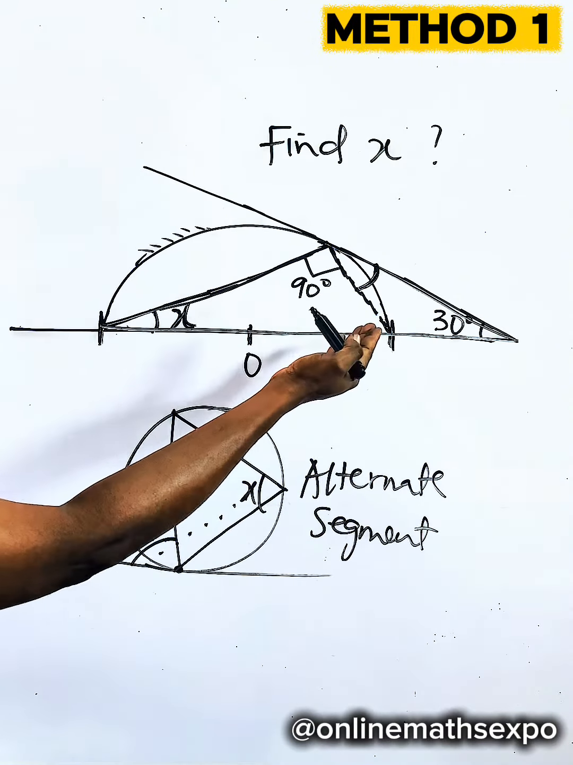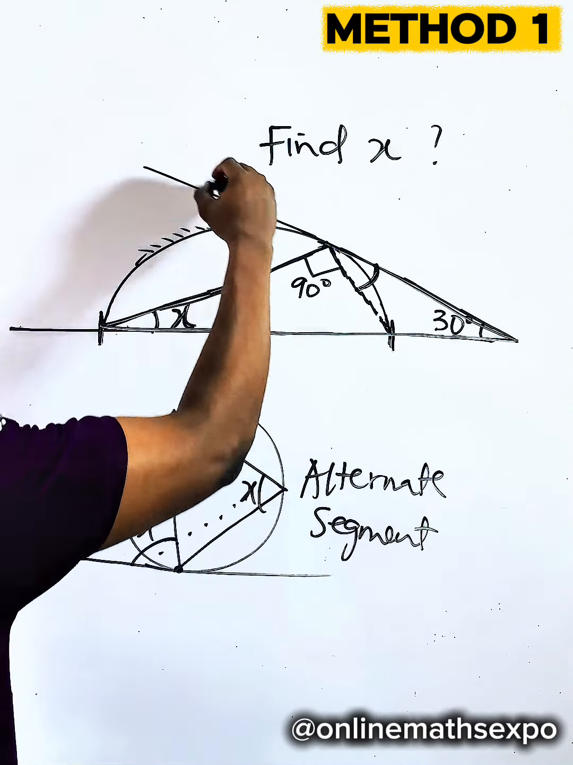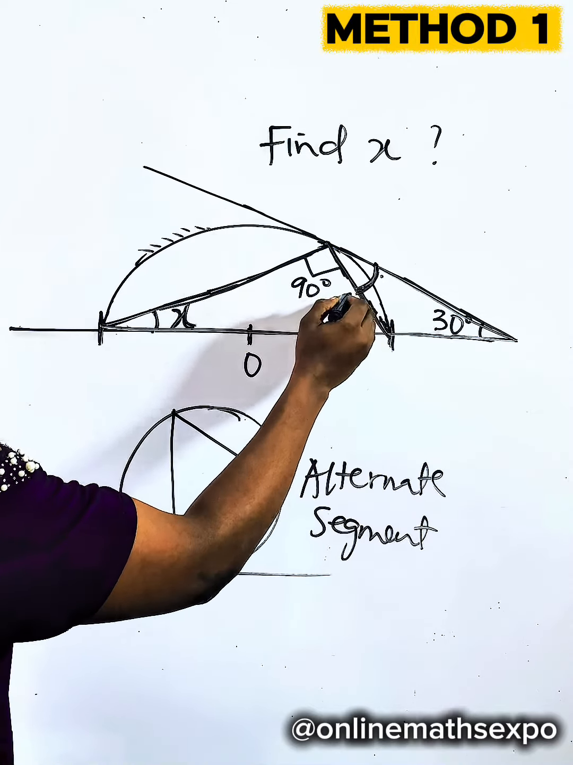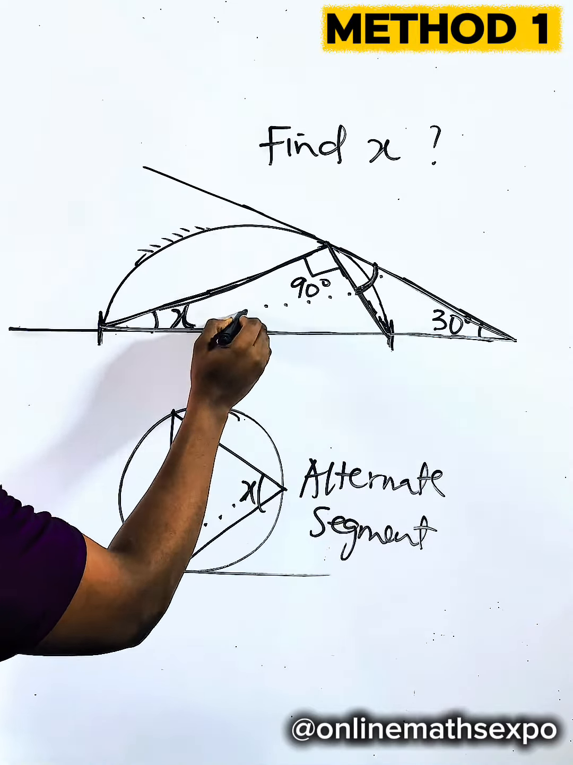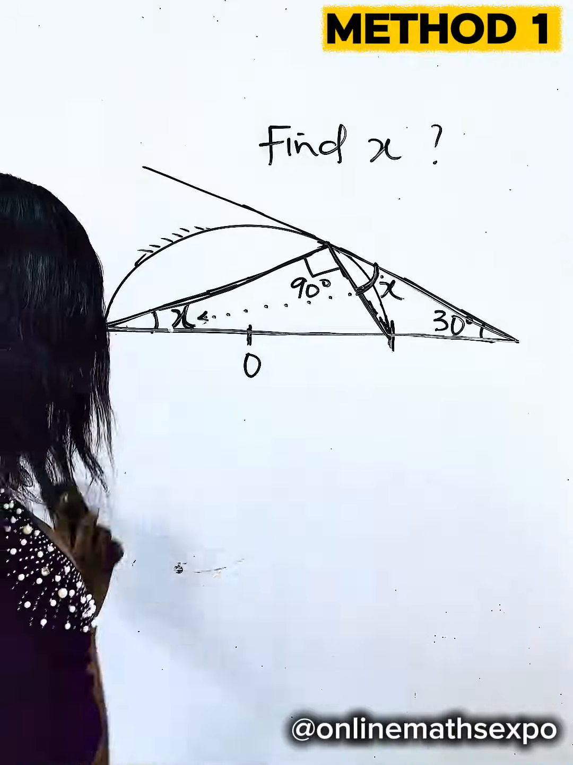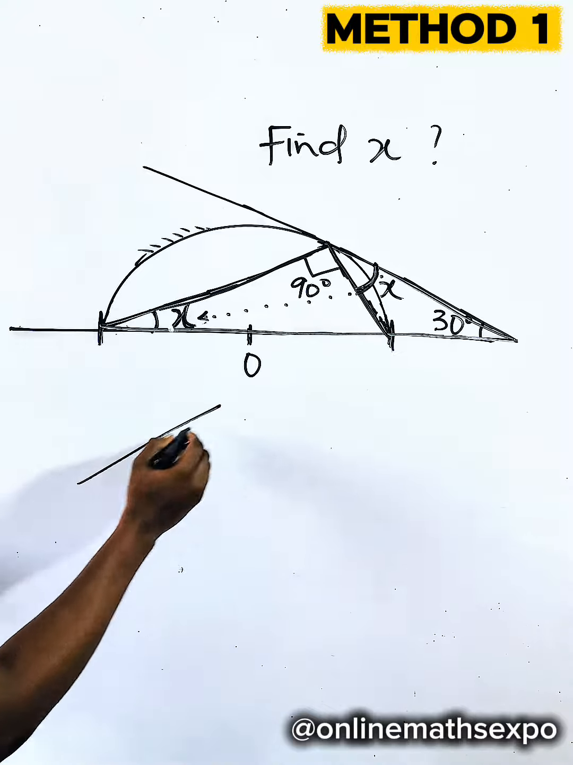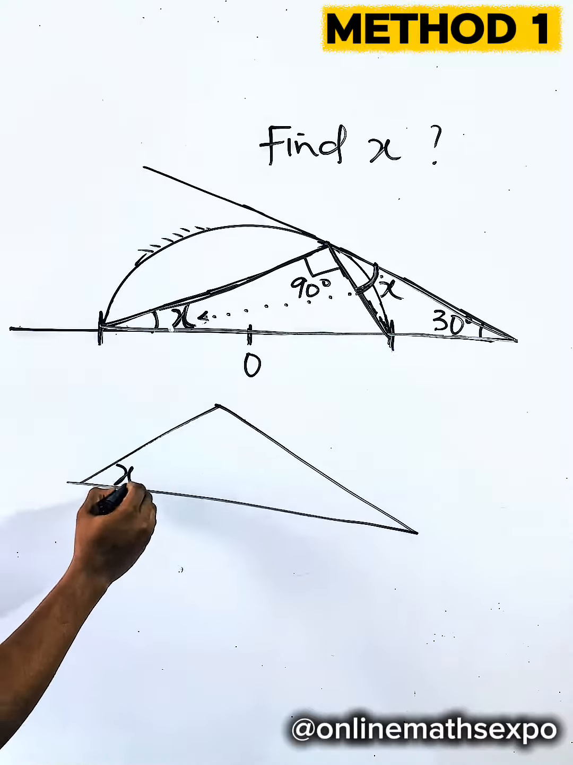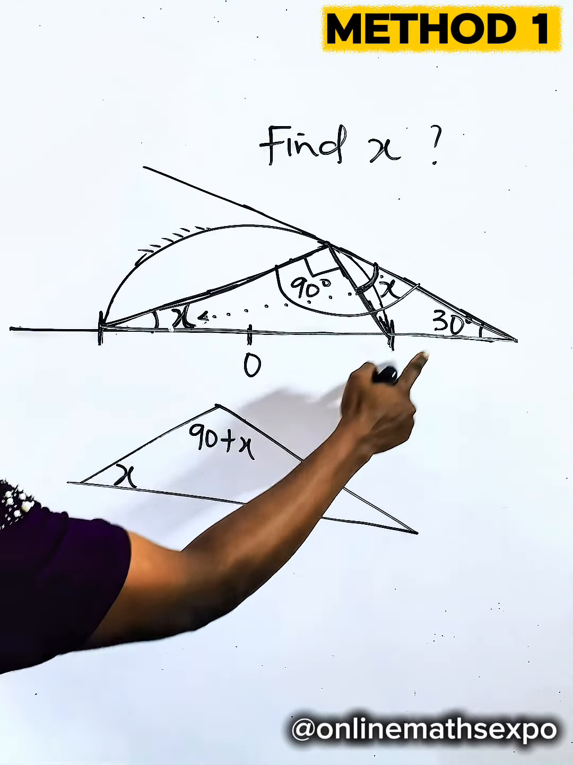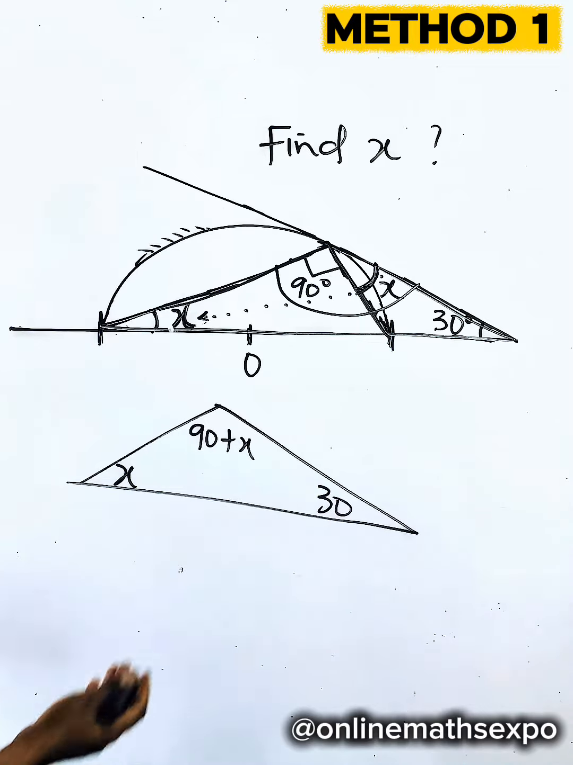Now, can we apply it here? You see that this is your tangent and this is your chord. So the angle the tangent and the chord makes should be equal to the angle in the opposite segment, and that is this angle x. So it means that here should also be x. Now, does that make sense to you? With that, we can now bring out the shape inside. So if you bring out that shape inside, here is x. The whole angle here is giving us 90 plus x, and here is also 30. And this is your triangle.